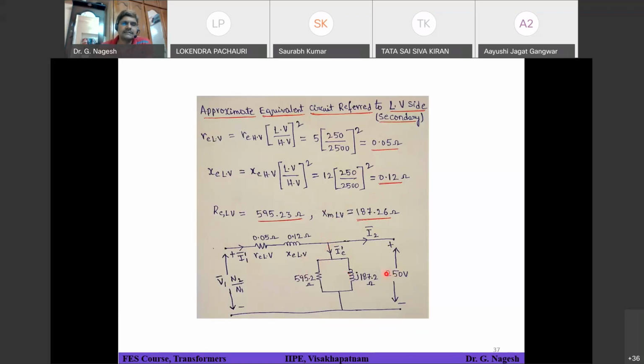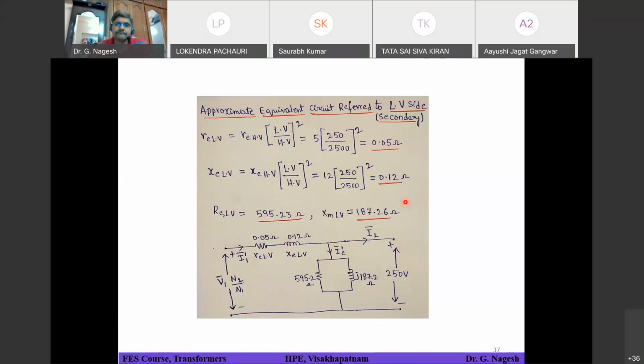Got it? Right, I already told equivalent circuit means shifting the shunt branch close to the source. So here they have asked refer to LV side, so LV is 230 volts. So we have shifted that shunt branch close to the 230 volts. And this RELV and XELV you are going to calculate using this formula from REHV and XEHV. So that will be placed here. So this will be the equivalent circuit referred to LV side. Got it? You understood or not?